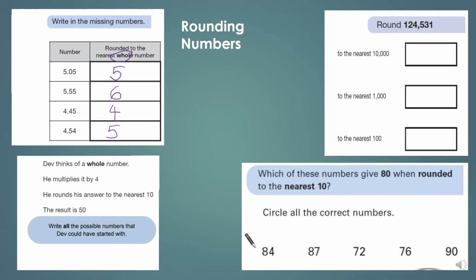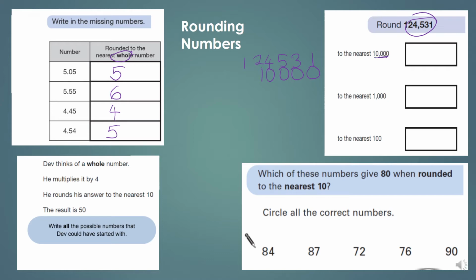Okay, our next question. Round 124,531, first of all to the nearest 10,000, 1,000, 100. I'm going to write this out over here, just so it's a little bit bigger. First of all, I'm going to take this number and place it on top of my 10,000. So 1, 3, 5, 4, 2, 1. Now it's asking me to round to the nearest 10,000.